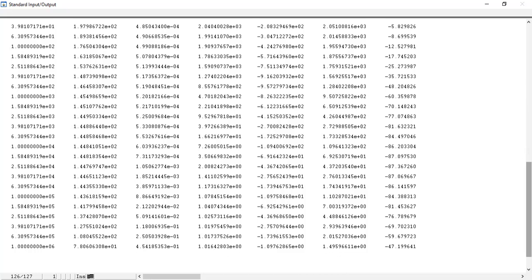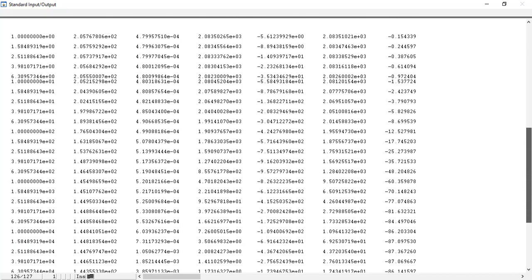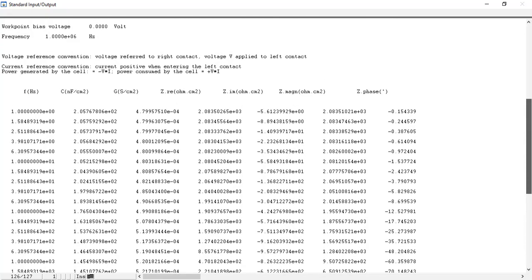So we can see that as the frequency of the input AC signal becomes higher and higher, changing from lower value to higher value, the impedance of the perovskite device tends to decrease. So the higher the frequency, the lower the impedance of the perovskite device. Like you can see with the real impedance.